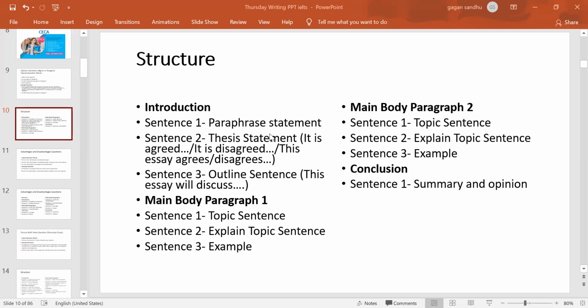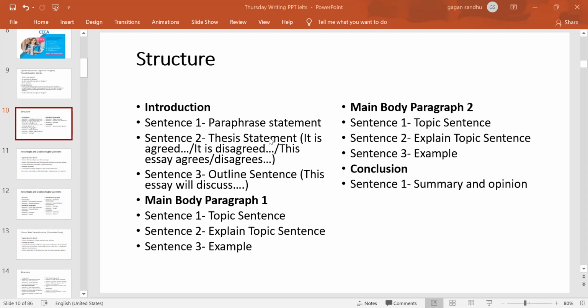Suppose this essay is saying that the involvement of computers is good, and yes, there will be more and more involvement of computers in the studies, right? So now the thesis statement will be, it is agreed that involvement of the computers in education is beneficial and it must be enhanced in upcoming days, right? So this is called thesis statement. The way you feel about the essay in one sentence, that's what we are writing here after the paraphrase statement.